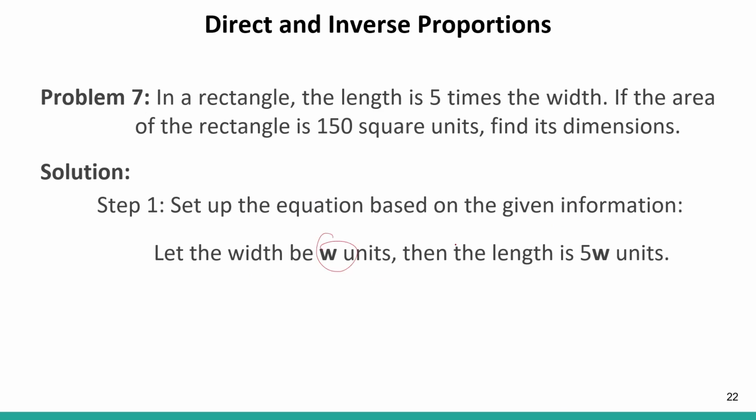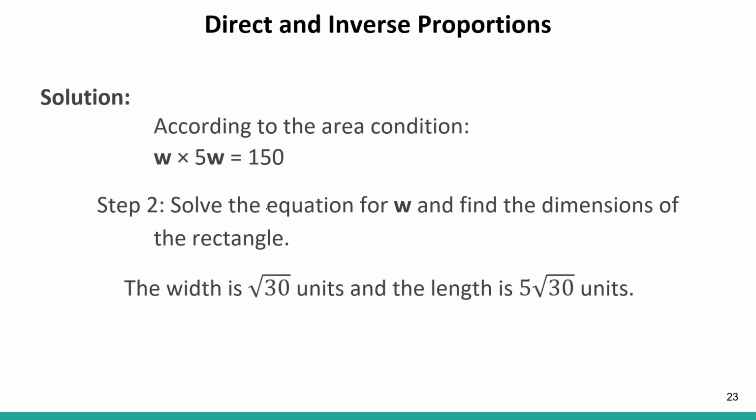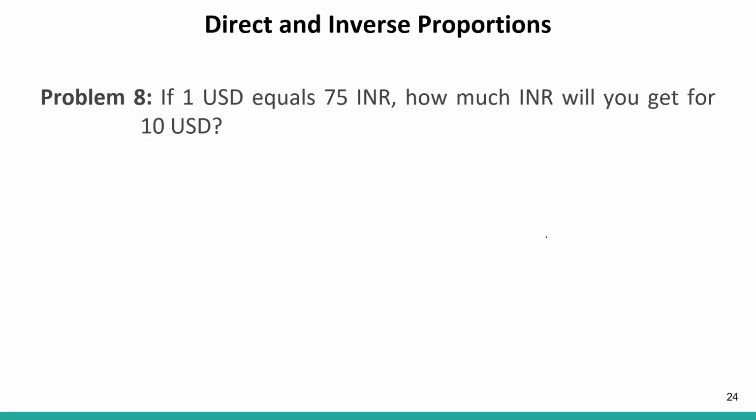the width be W units and then the length is 5W units. So W into 5W is equal to 150. So solve the equation for W and find the dimensions of the rectangle. So the width is root 30 units and the length is 5 root 30 units. So let's see problem number 8.